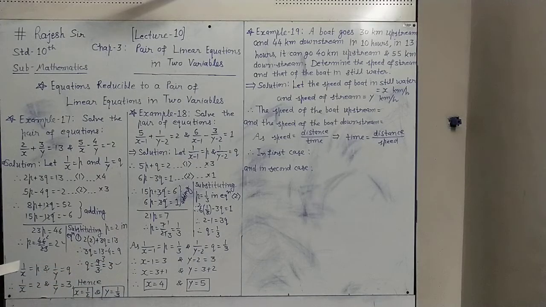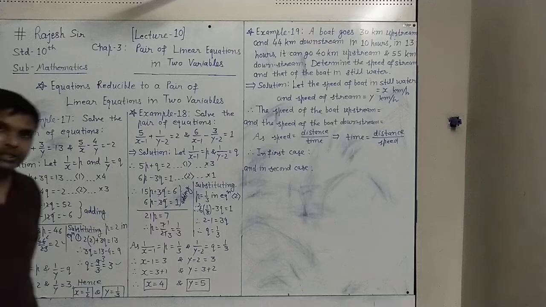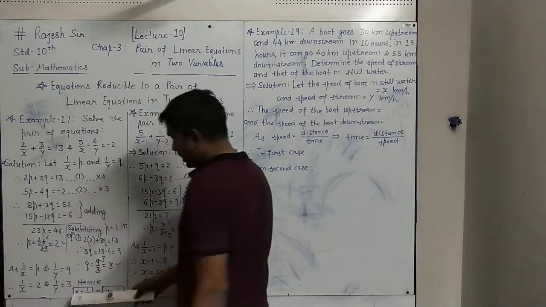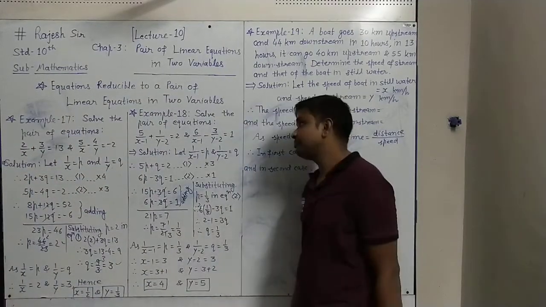Now what we have considered, that part starts. We have considered 1 upon x equals p, that we have written, and 1 upon y equals q. Therefore 1 upon x equals p is 2 we got, and 1 upon y equals q is 3 we got. If 1 upon x is 2 and 1 upon y is 3, what will x equal? Taking the inverse on both sides, 1 upon x is 2, so x equals 1 by 2. And 1 upon y is 3, so y equals 1 by 3. Inverse on both sides. So this way we get the x and y values.